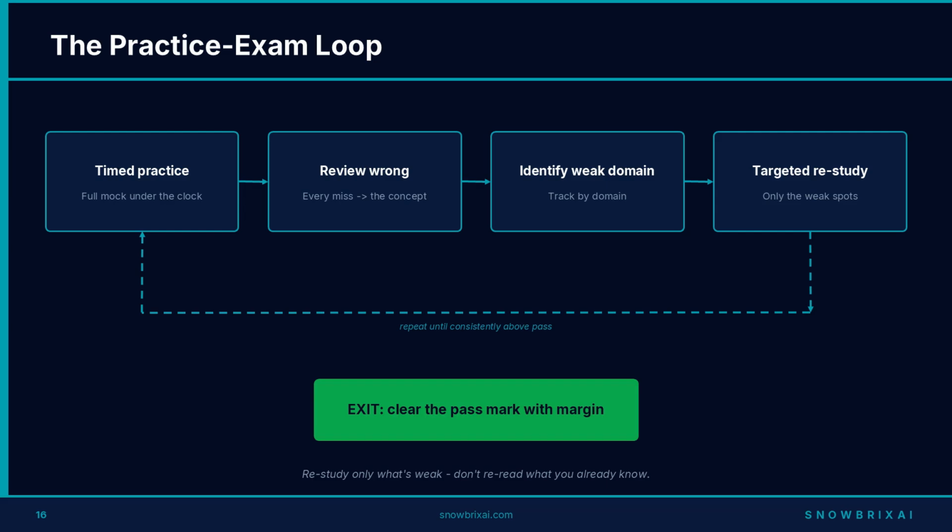Step 4. Restudy only those weak domains. Do not waste time rereading what you already know. Then repeat. You exit the loop when you clear the scaled pass mark with comfortable margin, not by a single point. This loop is the closest thing to a guarantee.